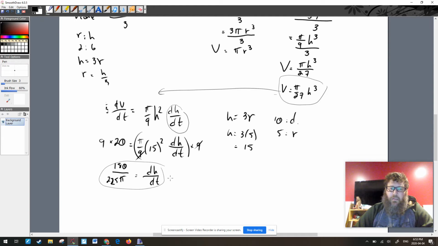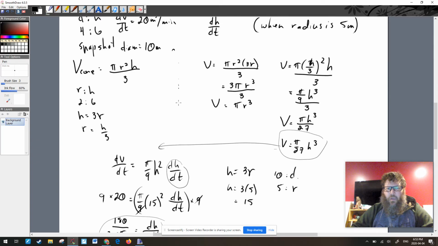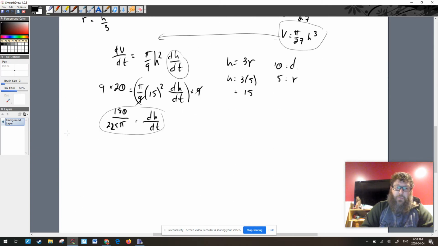So what that's telling us is that the height of the pile, the cone of gravel, as it were, is increasing at 180 over 225 pi meters per second, or meters per minute. Meters per minute? I think meters per minute. Yeah, meters per minute. Okay, so I would actually then have to do a statement. I would say the height of the pile is increasing.